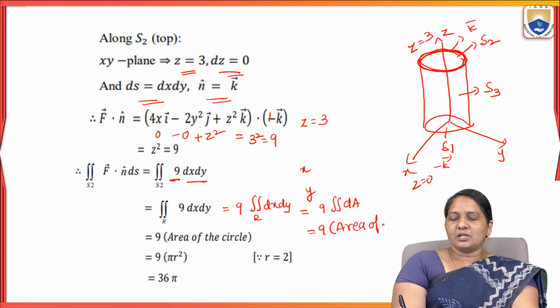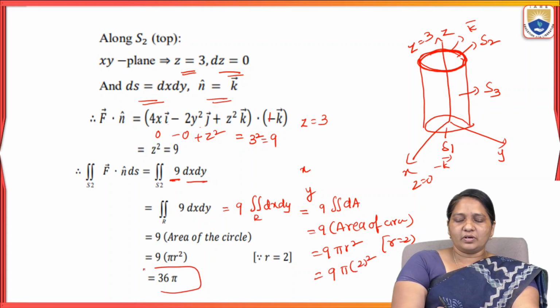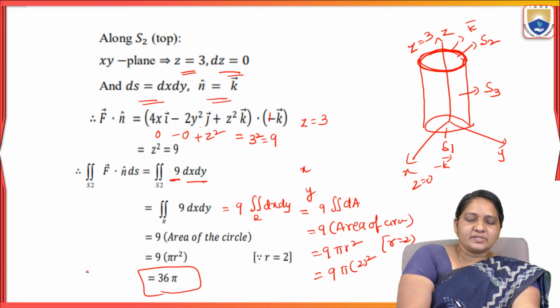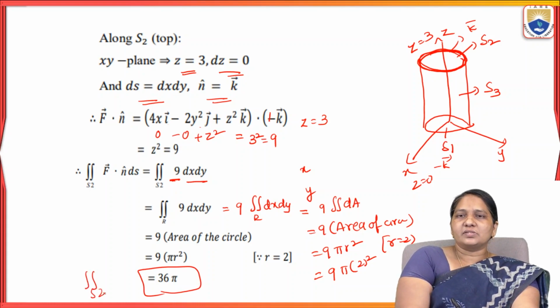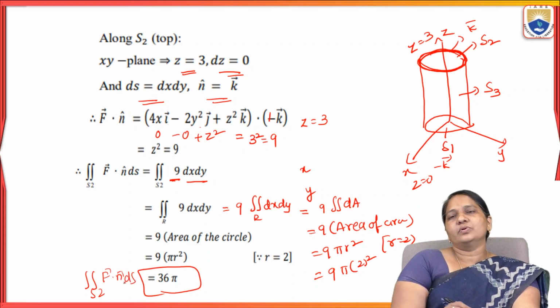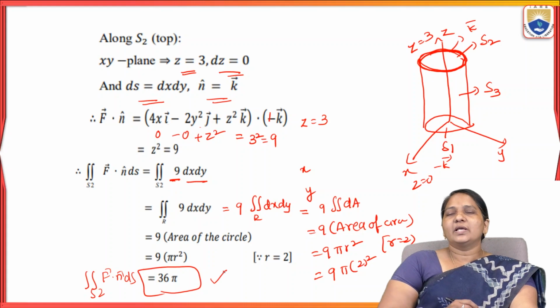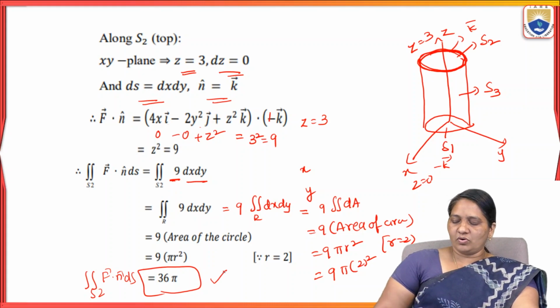The area of the circle, because the surface is a circle, is pi r square. So that is 9 into pi r square. What is the radius here? r equal to 2. Based on that we calculate 9 into pi into 2 square, so we got 36 pi. This is the value of f bar dot n bar ds over surface 2. So for the second surface we got 36 pi, and for the first surface we got 0.